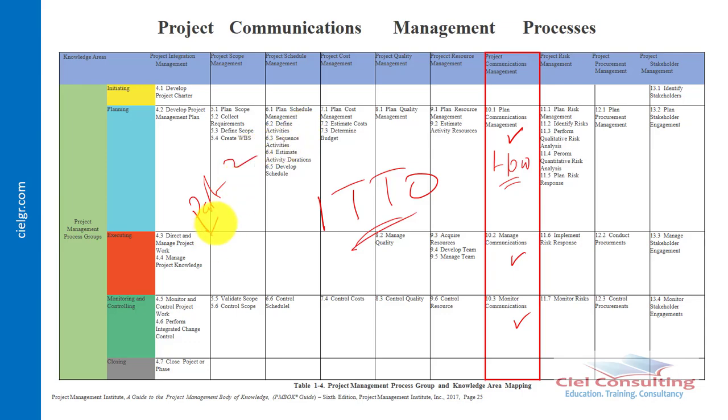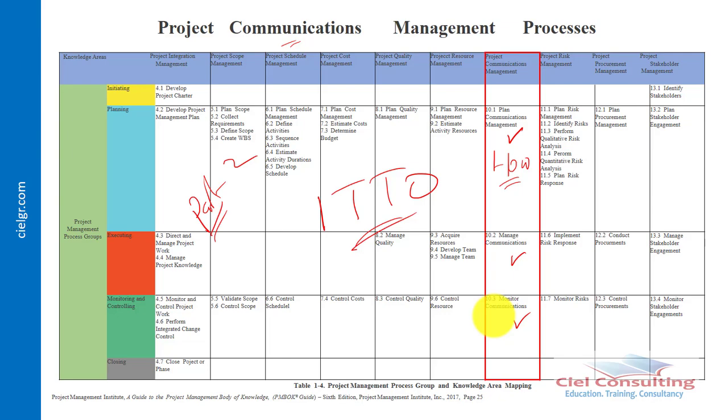In this part 2, remember we're under project communications management, and we said that in part 2 we shall be taking a look at the ITTOs, that's the inputs, tools and techniques and outputs for the processes that we have under project communications management. There are 3 processes: first you plan communications, then you manage communications, and then you monitor communications.